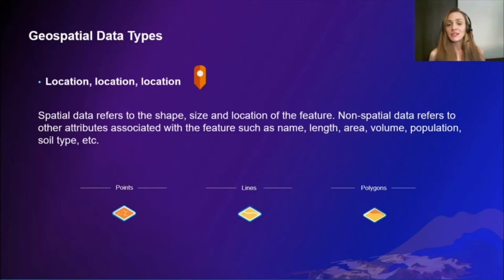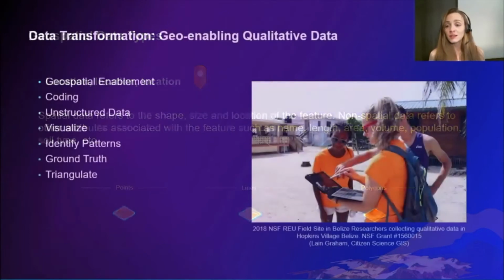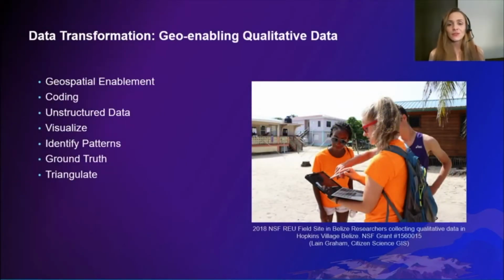Data transformation is essentially providing a spatial location or reference to data that doesn't previously have it. So think about a tabular data set that you've created or that's been shared with you in the form of a CSV or an Excel file that has information related to location, but it's not presented in a spatial format. So we can take qualitative and quantitative data that's tabular or in the form of unstructured content and geo-enable it.